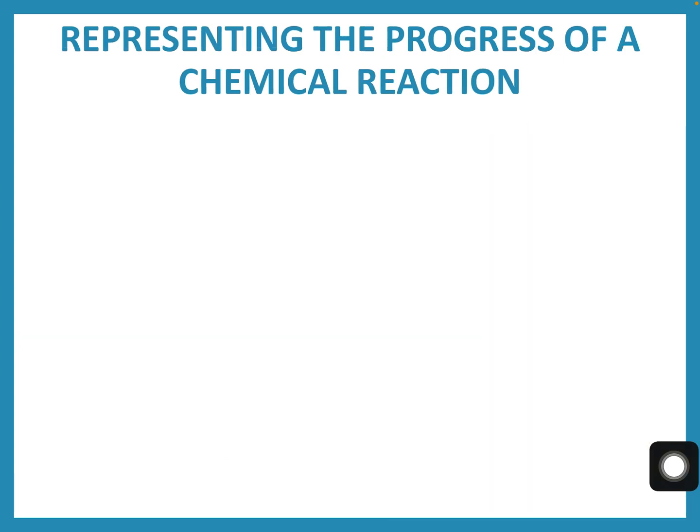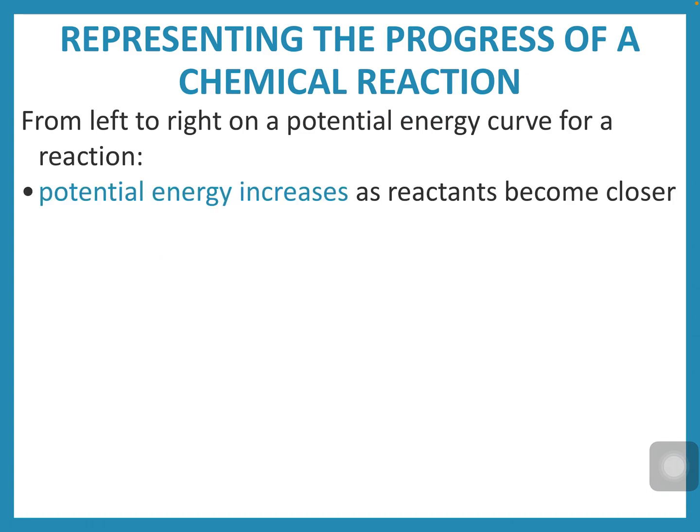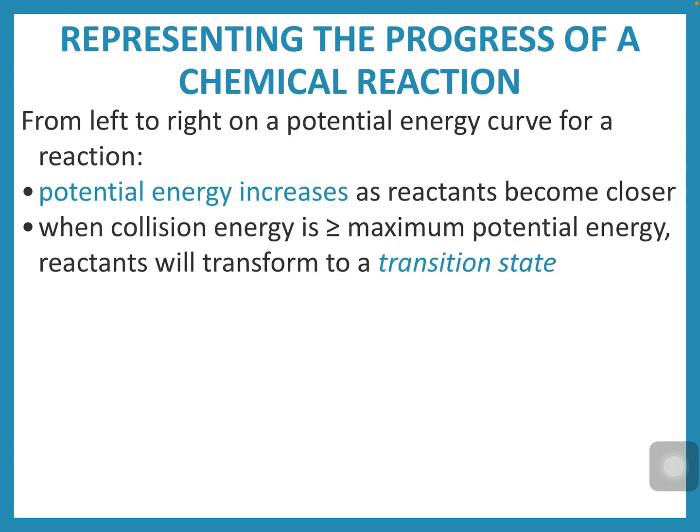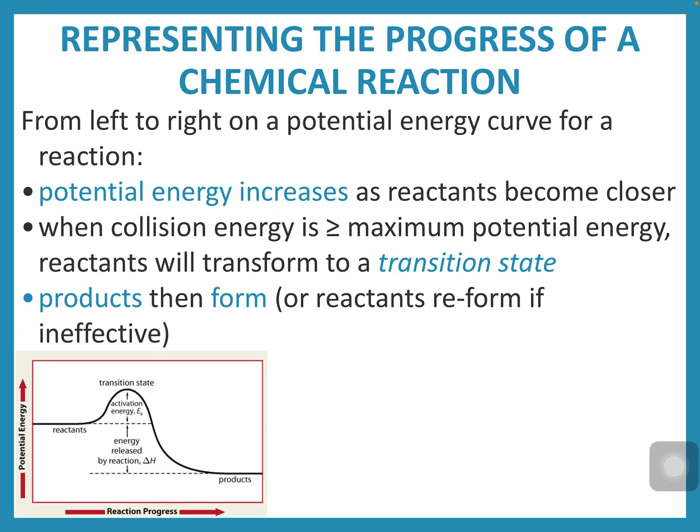So how can we show a chemical reaction on a graph? From left to right on what we call a potential energy curve, the potential energy increases as the reactants become closer. When the collision energy is greater than or equal to the maximum potential energy, reactants are going to transform to what's called a transition state. We'll take a look at what that looks like in a moment. In that case, products are going to form, or sometimes reactants can reform if the collision is ineffective.